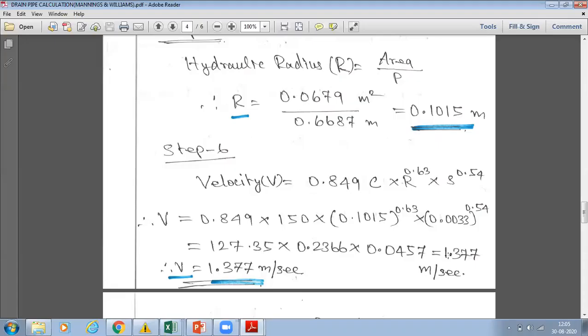It should not exceed 2 meter per second for the drainage pipe. Maximum 2 meter per second is recommended for plastic pipes and underground pipes. If the velocity is more than 2 meter per second, the pipe will get damaged quickly, and the joints and everything will get damaged. So maximum 2 meter per second for underground drainage. You should not go more than 2 meter per second.